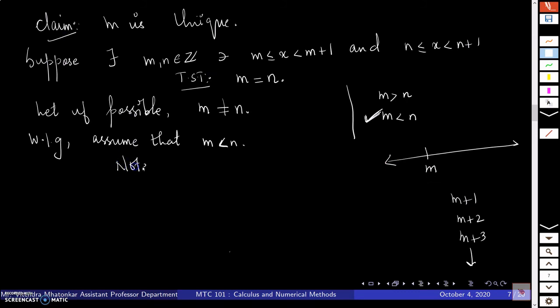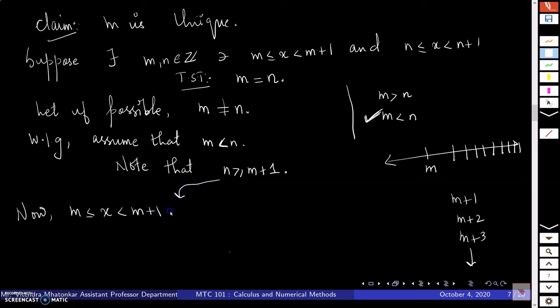Note that n is greater than or equal to m plus 1, because it has to be an integer. So these are all the choices for n that are possible. Now I know that m is less than or equal to x and x is strictly less than m plus 1, and from here m plus 1 is less than or equal to n. So I will use this inequality: x is strictly less than n. That's a contradiction because we assumed that n is less than or equal to x, and now I'm getting x strictly less than n. So I'm getting the opposite of what I'd assumed. So this is a contradiction.